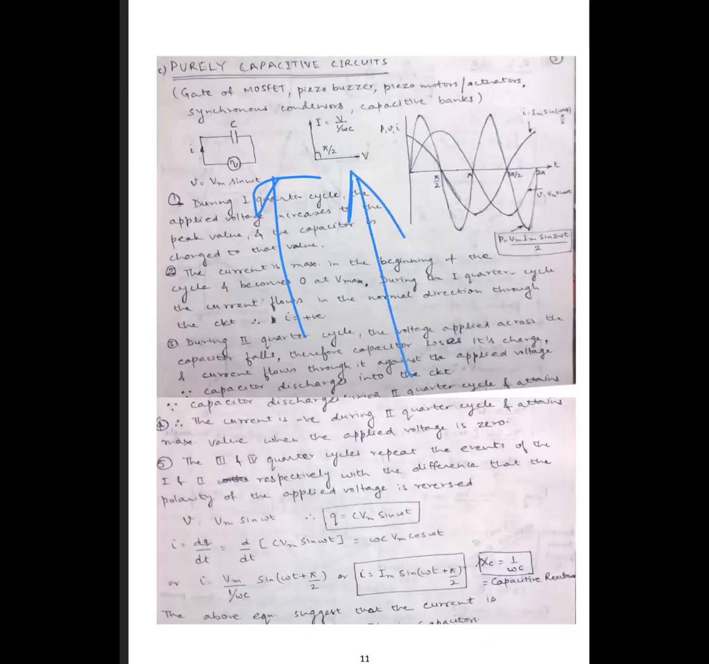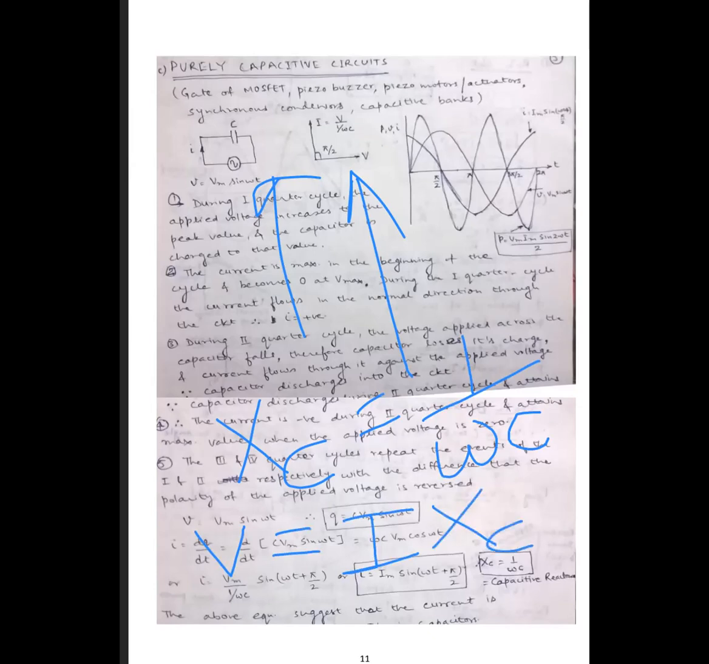This is the phasor diagram which I have just explained. So the current is leading the voltage by 90 degrees, and the capacitive reactance is Xc, and it is denoted by 1 upon omega C. Okay, so if we want to express it as Ohm's law, it will be like this, and when Xc is replaced here, it becomes 1 upon omega C.